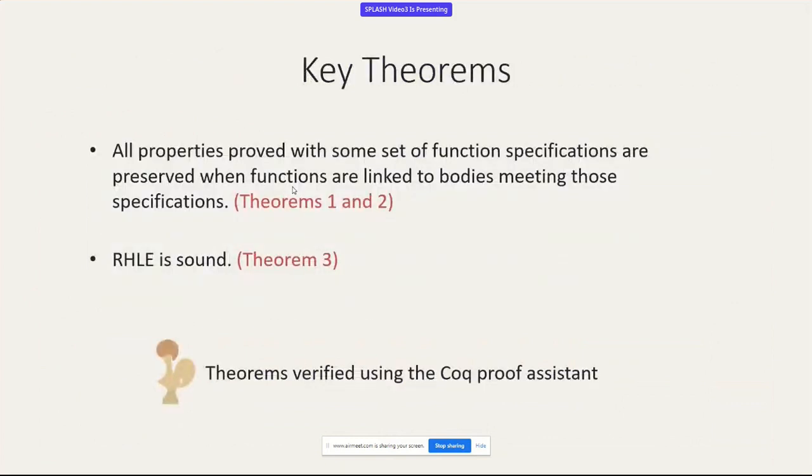Okay. A couple of key theorems from the paper I wanted to highlight. These are theorems that we've verified in Coq. Firstly, remember we're reasoning against these specifications. We're going to eventually link in implementations that meet the specifications. So it had better be the case that whatever properties we established when we reasoned with the specifications, they should still hold when you link in implementations that meet the specs. So this is theorems 1 and 2 in the paper.